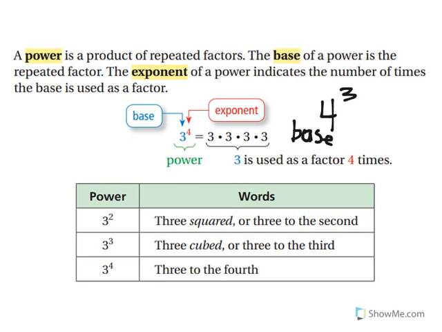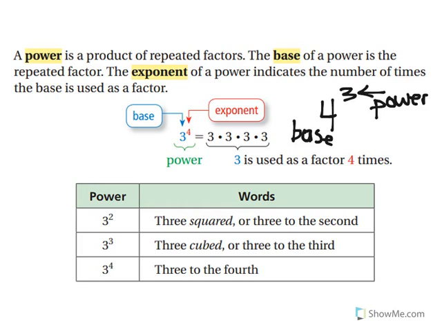Then you have your exponent, or the power. This is like this little 3 up here. And this tells you how many times you're going to write the base down. And then you multiply. So that's kind of what you do when you do a power. Again, the base tells you what number you're going to write down, and the power, or exponent, tells you how many times you're going to write that number down, and then you just multiply, okay?